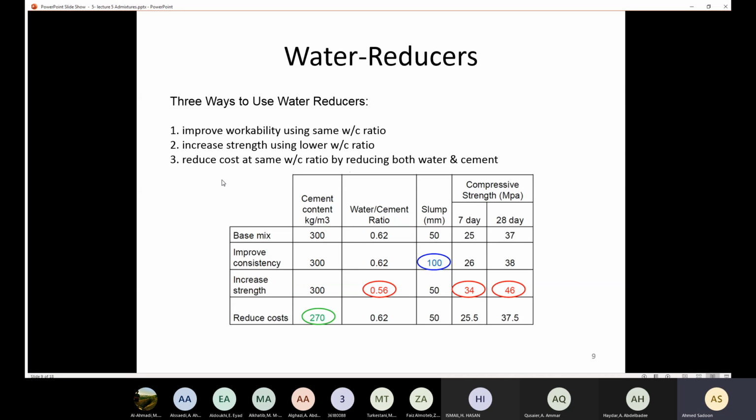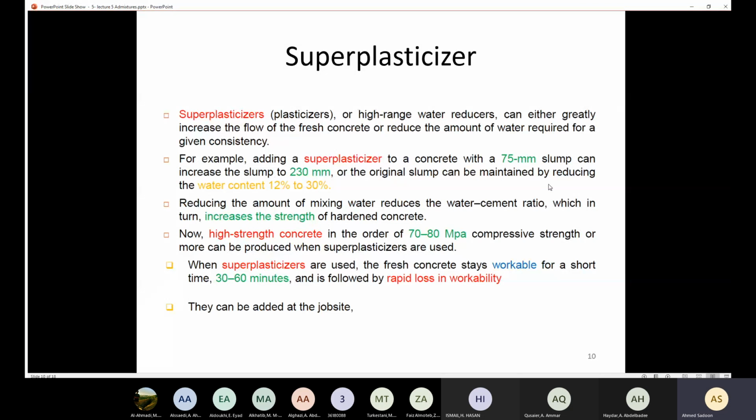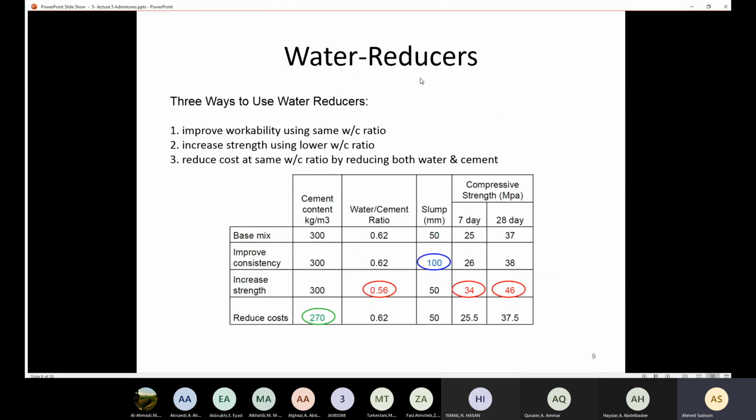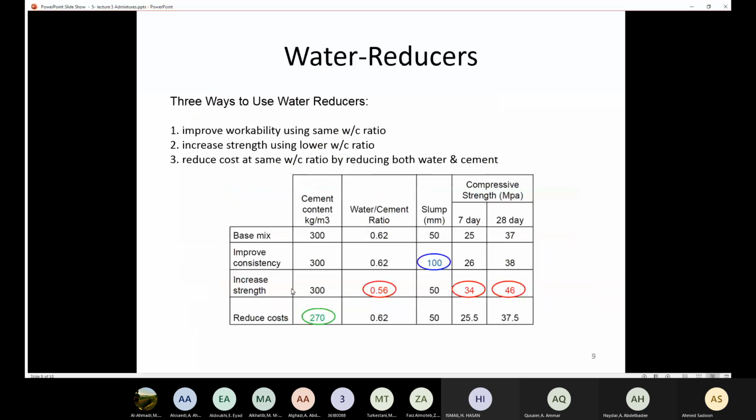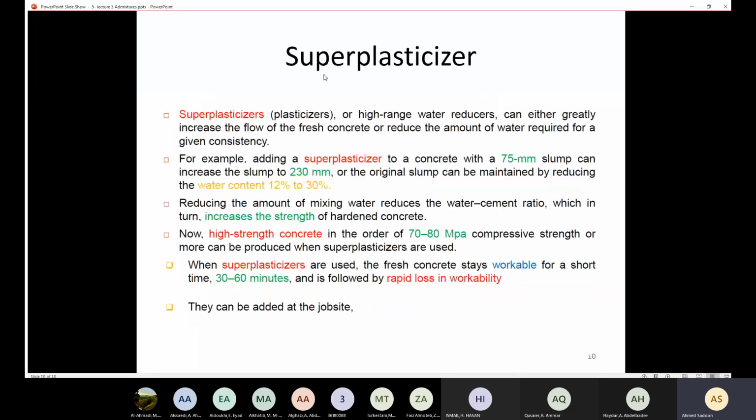I hope you understand the concept of the water reducers by this example. So let's talk more about the superplasticizer. We mentioned here the superplasticizer is a high range of water reducers. And the superplasticizer or the high range water reducers can either greatly increase the flow of fresh concrete or reduce the amount of water required for given consistency.